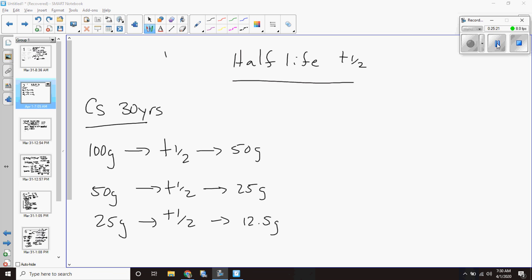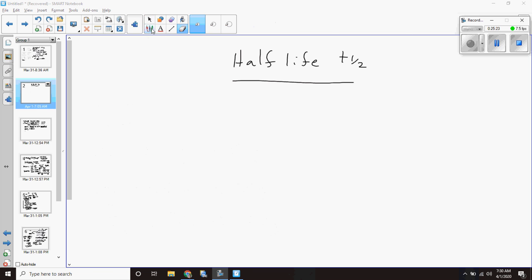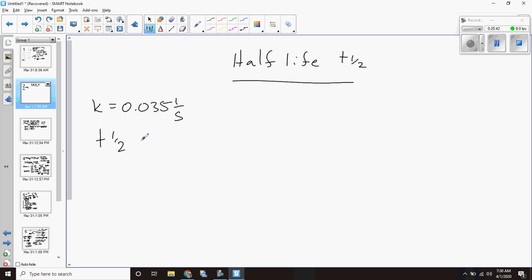So let me give you a hypothetical problem. Let's say I've got something I know to be a first order reaction, and I know the rate constant for this reaction is something like, I don't know, how about 0.035, all right? And it's a first order reaction, so I want to find out what is the half-life. What's going to be the half-life for this expression?